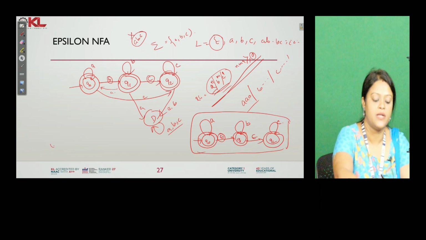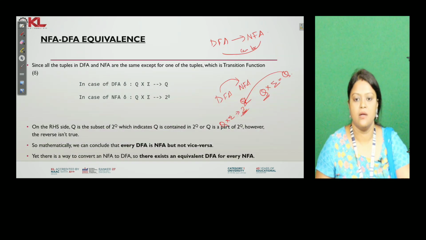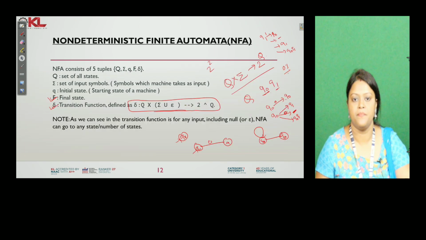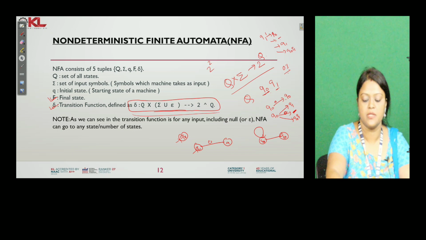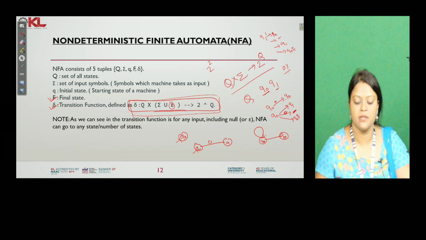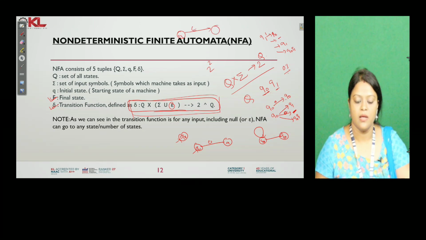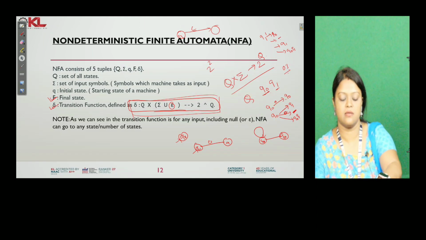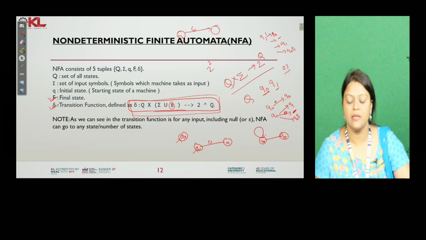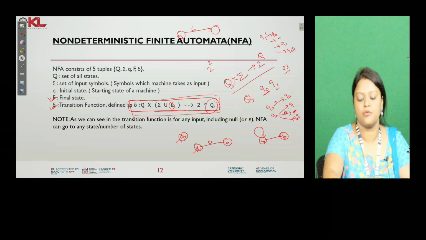So the definition here we have seen. Now this is the definition. This is delta. Now it is perfectly working for epsilon move also, that is delta: Q × (Σ ∪ ε), because now in this last figure we have seen that without giving any input also we can move from one state to another state. So that is an example of an epsilon NFA. By giving input epsilon also we can move now, and how many states can we move to? Obviously this will be 2 to the power Q.